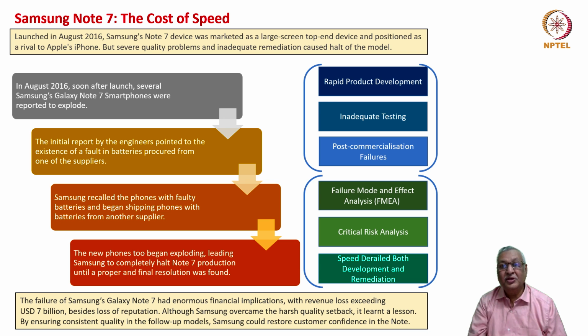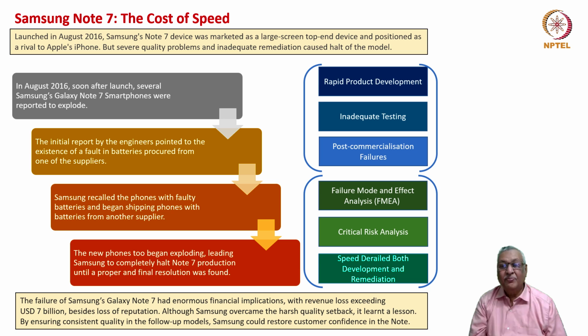The initial reports by the engineers pointed to the existence of a fault in batteries procured from one of the suppliers. Samsung immediately recalled the phones with faulty batteries and began shipping phones with batteries from another supplier. Again, it was a knee-jerk and quick fix solution. Unfortunately, the new phones also began to explode, and it led Samsung to completely halt Note 7 production until a proper and final resolution was found.